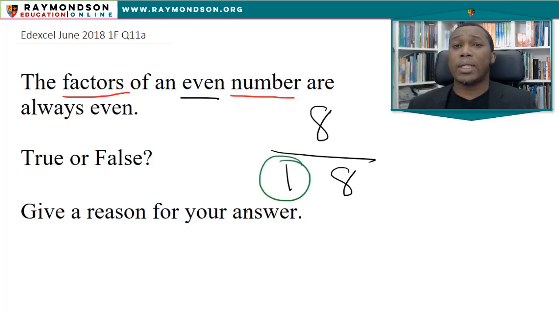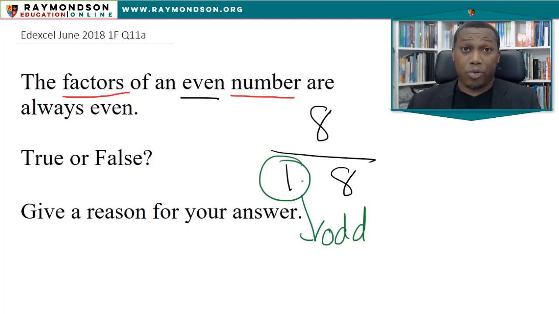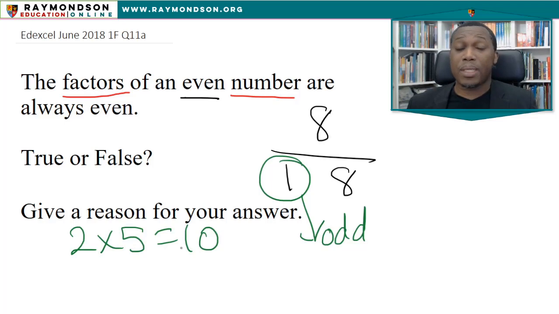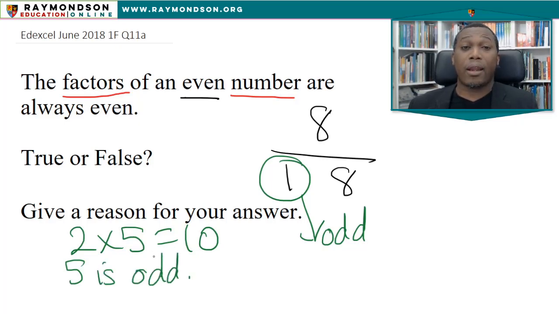What kind of number is 1? Yeah, 1 is an odd number. There's lots of reasons you could have said. 2 times 5 is equal to 10. That will be a good reason, because you're showing it, and then you have to say that 5 is odd. We need to make that clear. And that's a reason to show that the factors of an even number are not always even.